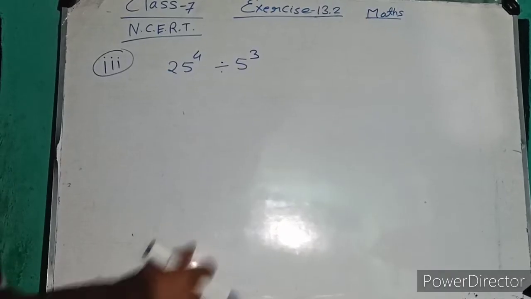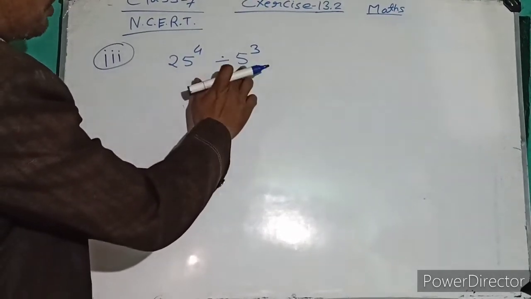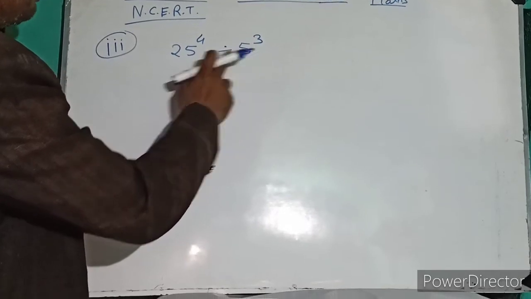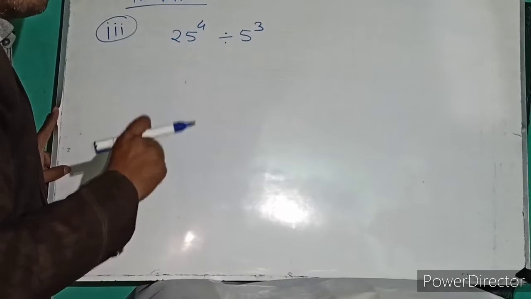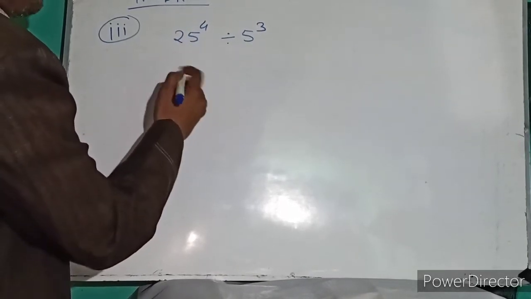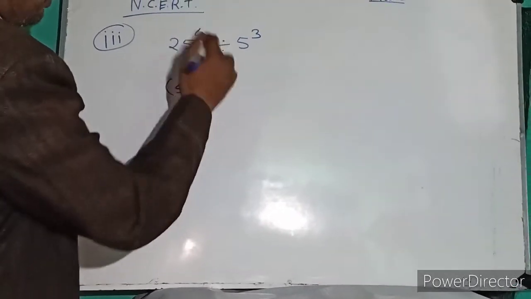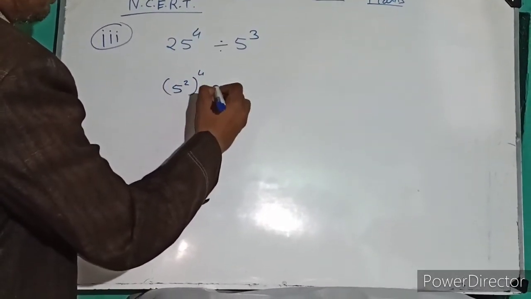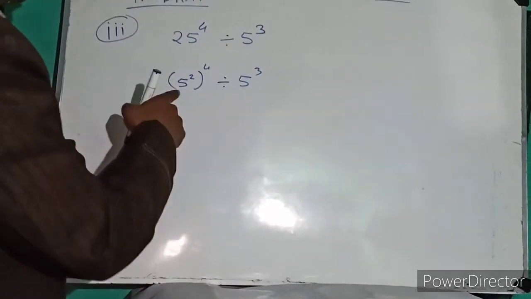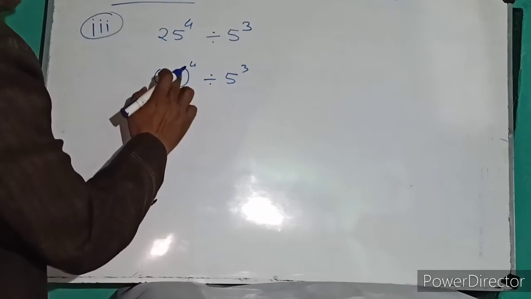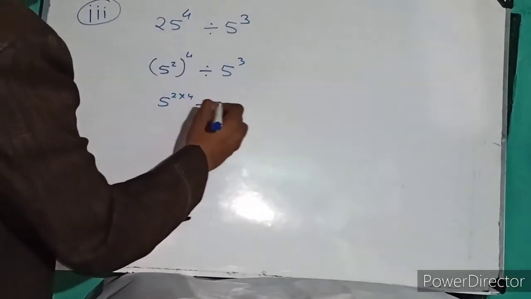Now take question number 3. In this question, the bases are not the same. Here the base is 5 and here the base is 25. So first of all we will make the base the same. We can write 25 in this form: 5 raised to the power 2, and the power of 4 will be like this, with 5 raised to the power 3. Okay, so now multiply the powers: 2 into 4.